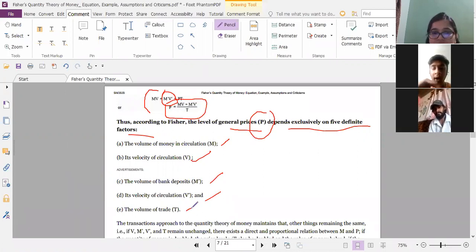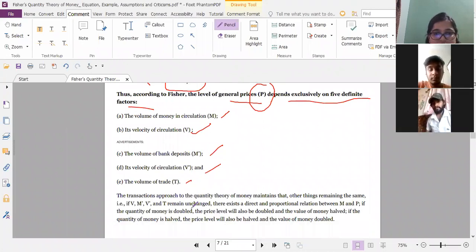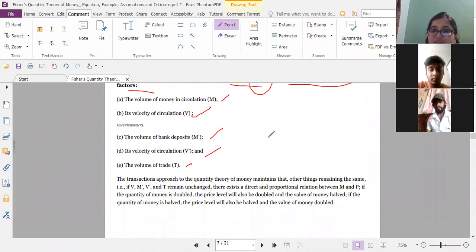Then T is the volume of trade or transaction. How many hands is the money changing? In how many different hands the money is going, so that determines the total trade or the total transaction, you can say. And with which speed it is going, that will tell you the velocity.